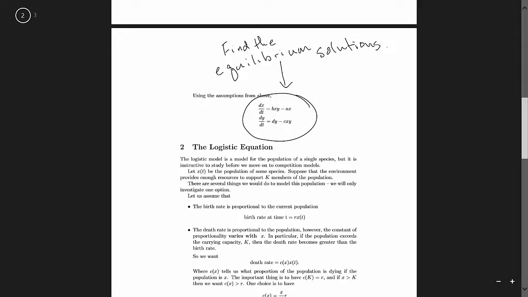Second, if I give you numbers for A, B, C, and D, you need to tell me if those equilibrium solutions are stable or unstable. Okay? And that's what you're going to need to do throughout this.